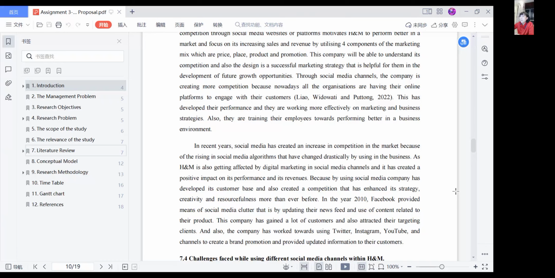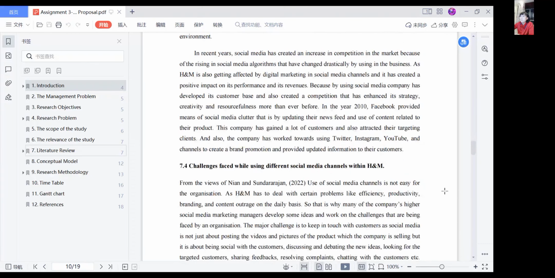Another challenge faced by H&M is developing a social media strategy, as it's a summary of everything being planned by every organization, and it hopes to achieve business goals through social media networks. They should develop objectives and goals for the social media marketing strategy, so it's important to determine whether they are succeeding or failing.